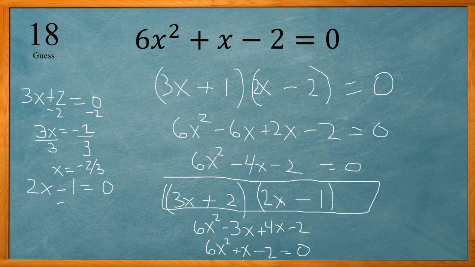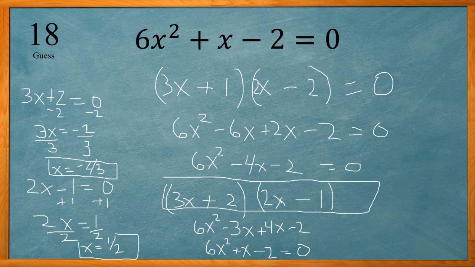And then here I need to add 1 to both sides. Leaves me with 2x equals 1. And then divide both sides by 2. So x equals 1/2. So our two answers are x equals negative 2/3 and x equals 1/2.